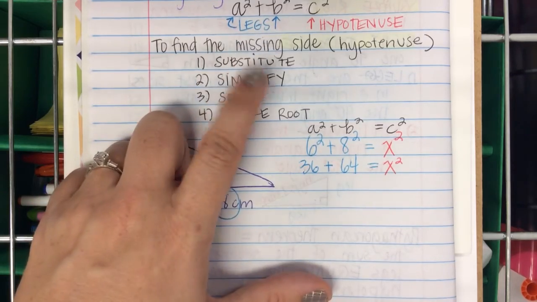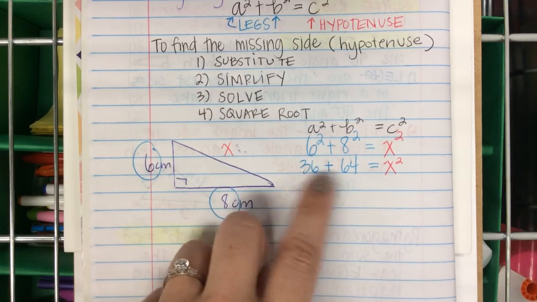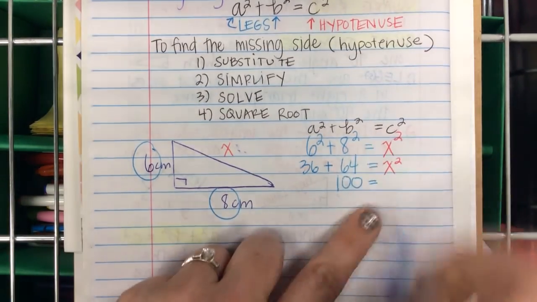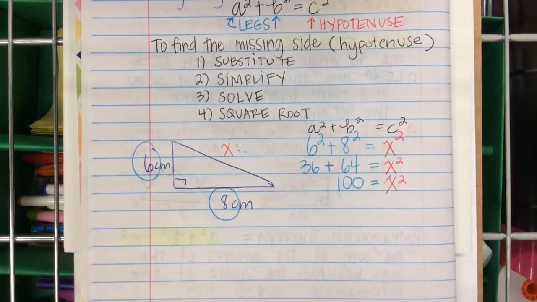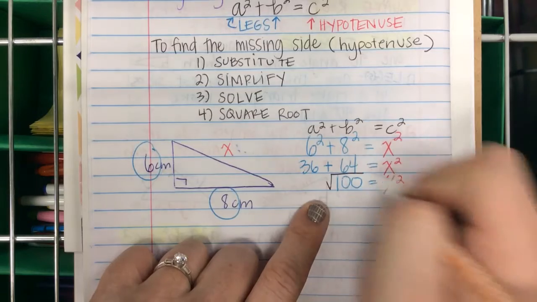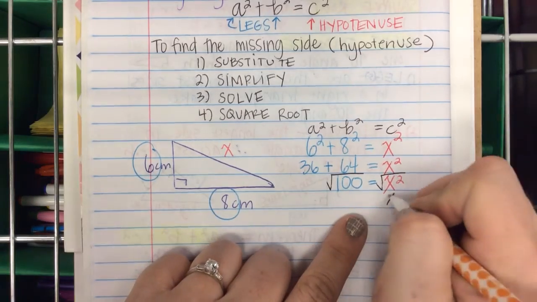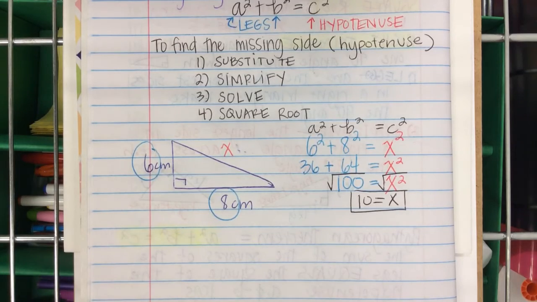Substitute. Simplify. Solve. What's 36 plus 64? And last but not least, square root. What's the square root of 100? There we go. X equals 10 centimeters.